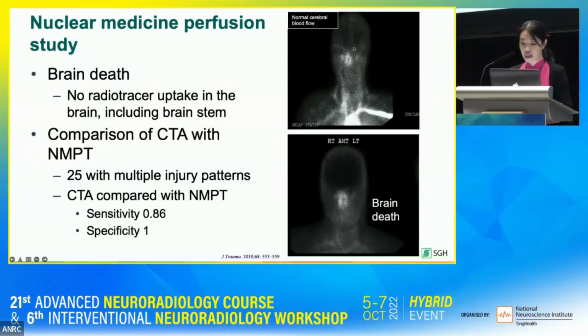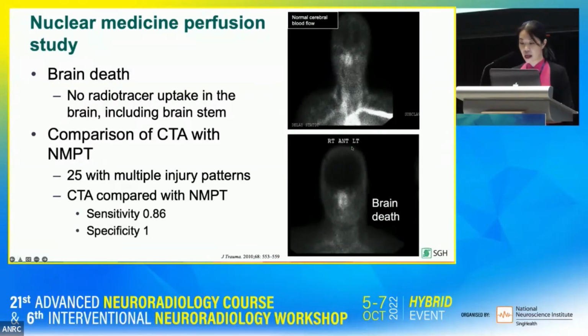There have been studies comparing CTA with perfusion study on nuclear medicine in 25 subjects with multiple injury patterns, and they show that CT angiography, when compared with the nuclear medicine perfusion study, shows a sensitivity of 0.86 and a specificity as good, which is 1.